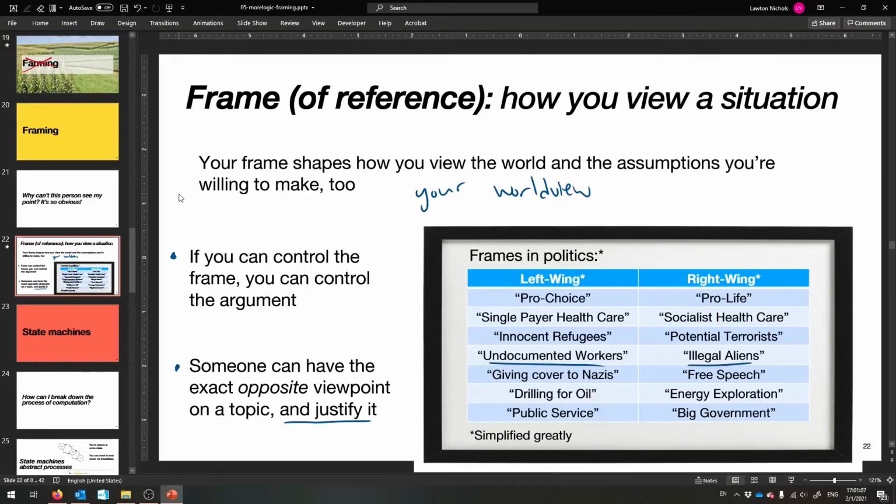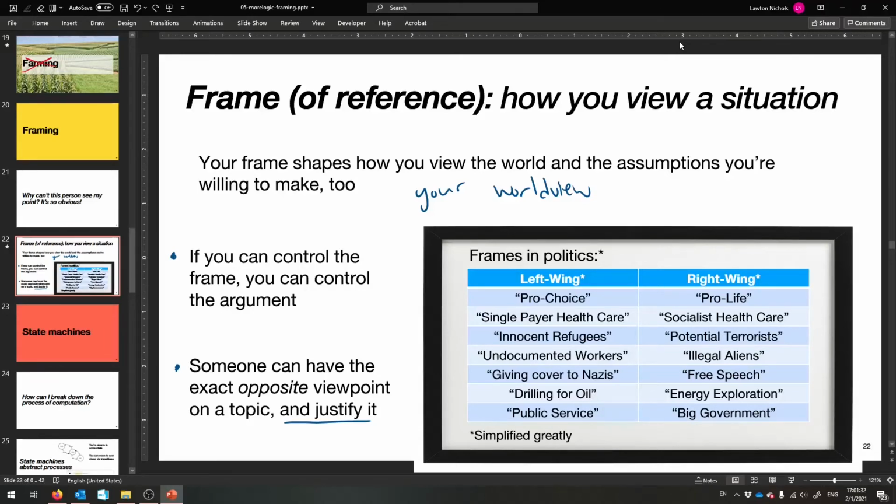Undocumented workers versus illegal aliens. The second you say workers, you think, good, yes, we need those. The second you say illegal, the second you say aliens, you think, bad, no, get rid of those. You see that? Free speech versus giving cover to Nazis. That is something extra applicable these days, huh?